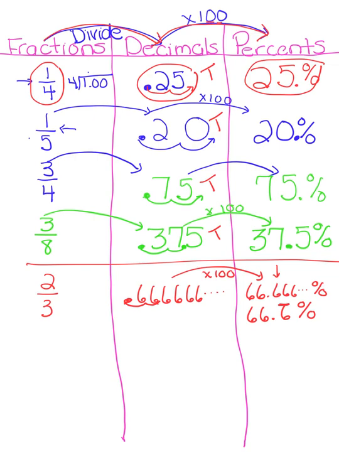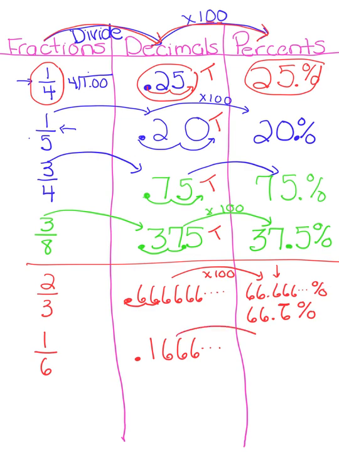Please jot down 1/6, or 1 divided by 6. Punch that into your calculator and convert that to a decimal. You should have gotten 0.1666 repeating, a little bit different than the previous decimal.